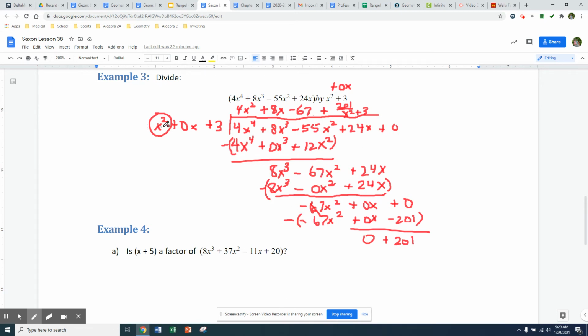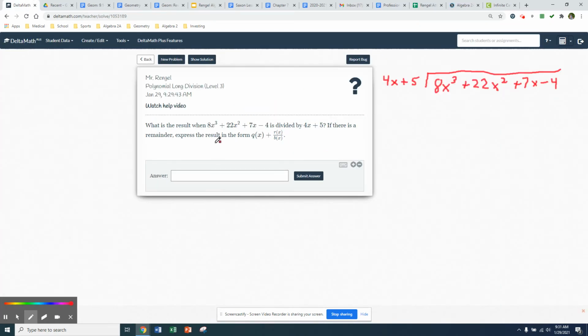In Delta Math, we are not going to have any of these. We'll have them very similar to what we did yesterday, except now we're going to start to see remainders. So let's head to Delta Math and practice one that we'll see on our assignment. So here we are again.